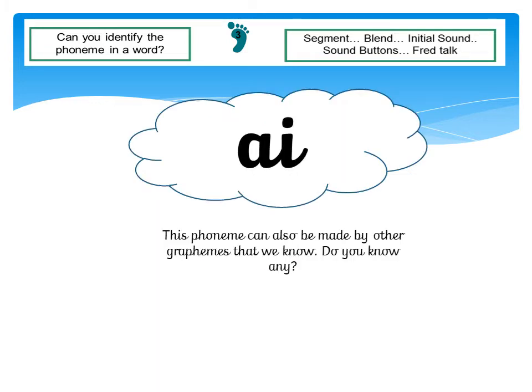Now, this is where I wanted to get to today, because I know that you all know this phoneme, but this phoneme can also be made by other graphemes that we know. I wonder if you know any. So that means that sometimes when we hear the A phoneme in words, it might not be spelled by using the A and the I digraph together. So there might be other letters that make up this phoneme.